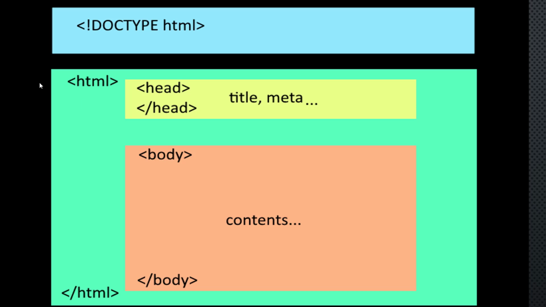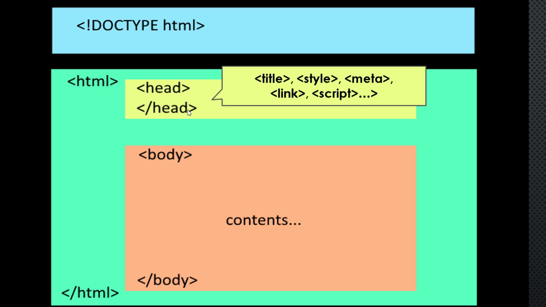The next part of the code is HTML. There is a start HTML and end HTML, so this is the HTML document. Within it, there is a head tag and a body tag. Within the head tag, you put other tags like titles, styles, meta tags, links, and scripts and all that. The information in the head area is useful for search engines and web servers, so they know what to do.